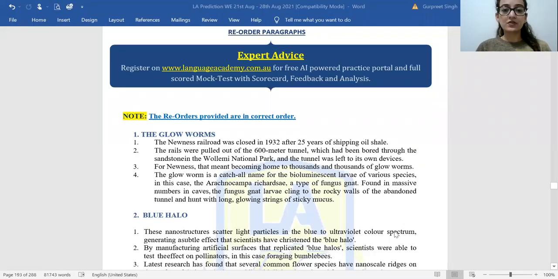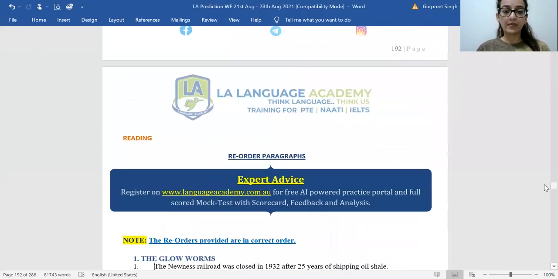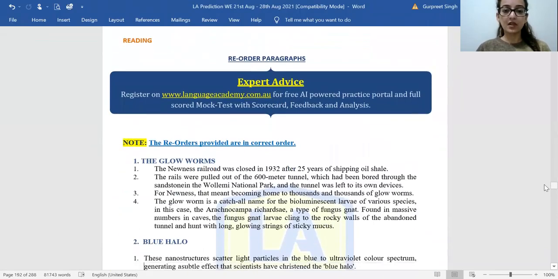And here is the first one. So here is our first question, and I am going to take a marker to highlight all the things that can serve as hints.